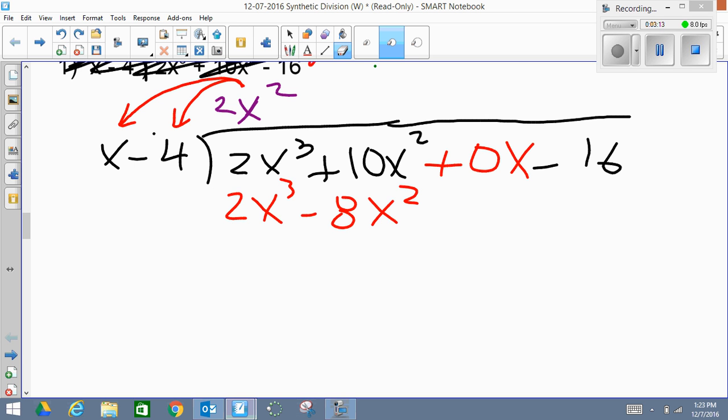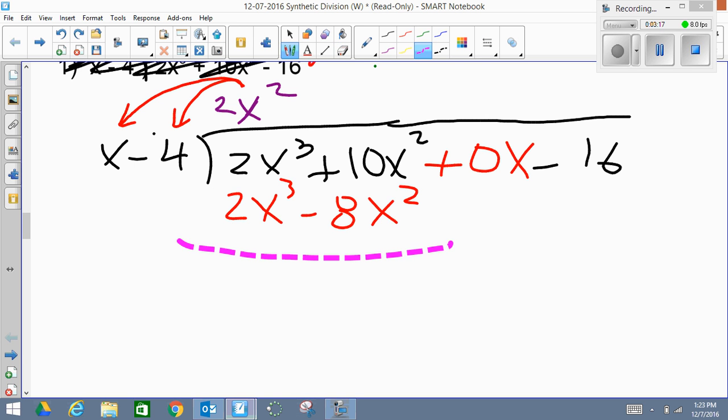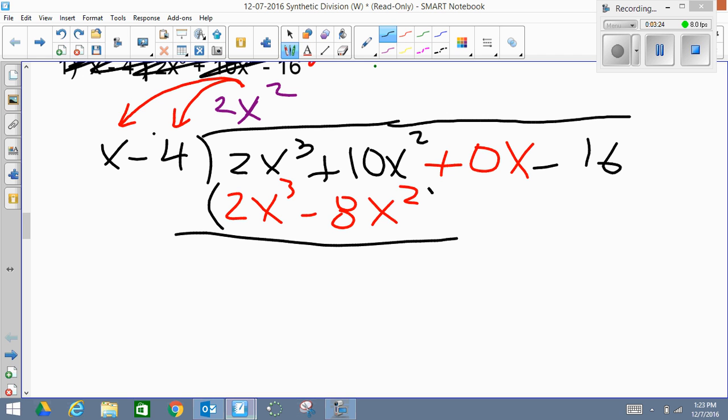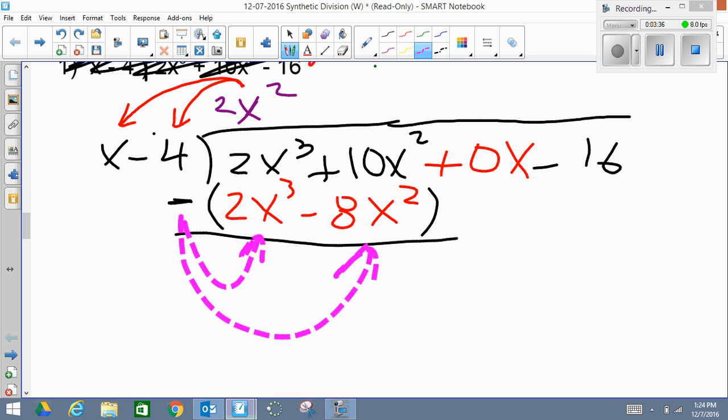Now I need to subtract. So I'm going to put a line. I'm going to make a line over here with a different color. Okay? And I need to subtract. So I'm going to put a parenthesis and a minus in front of that. So I'll put a parenthesis to my terms and a minus in front. Why? Because that negative is going to affect the first term and the second term. Okay, so keep that in mind.